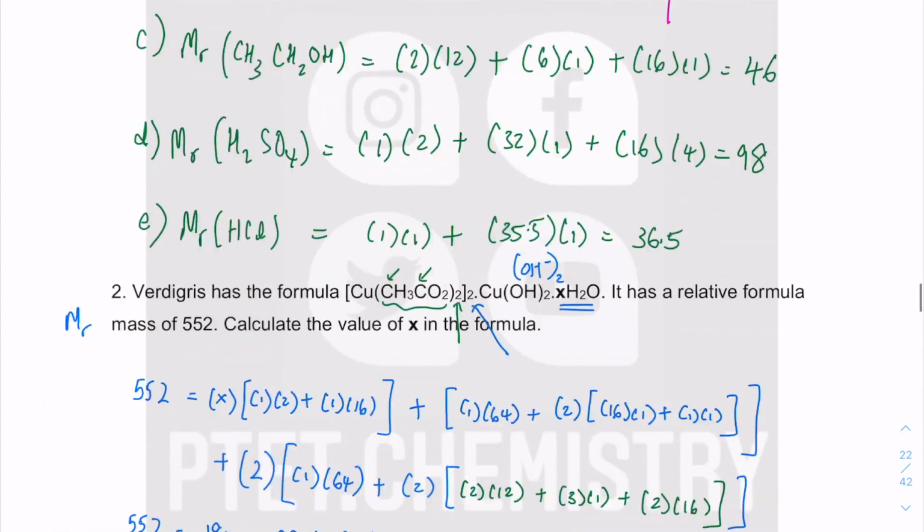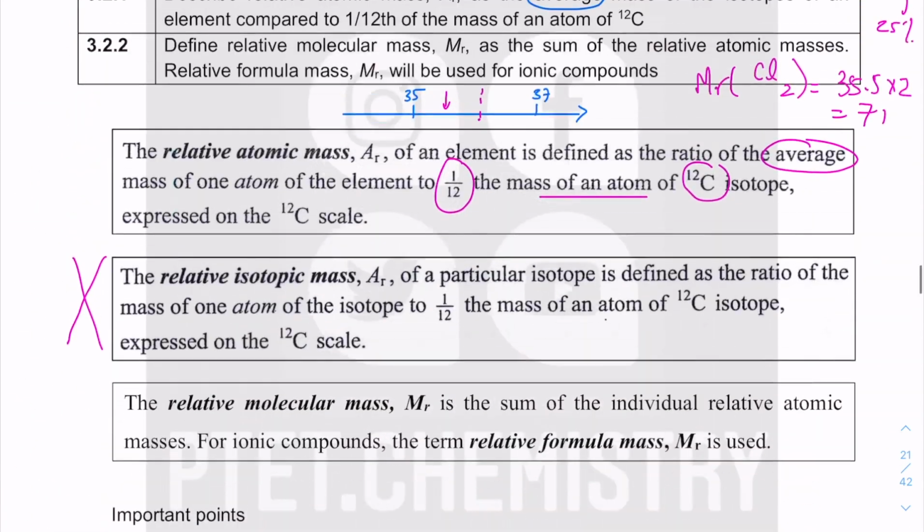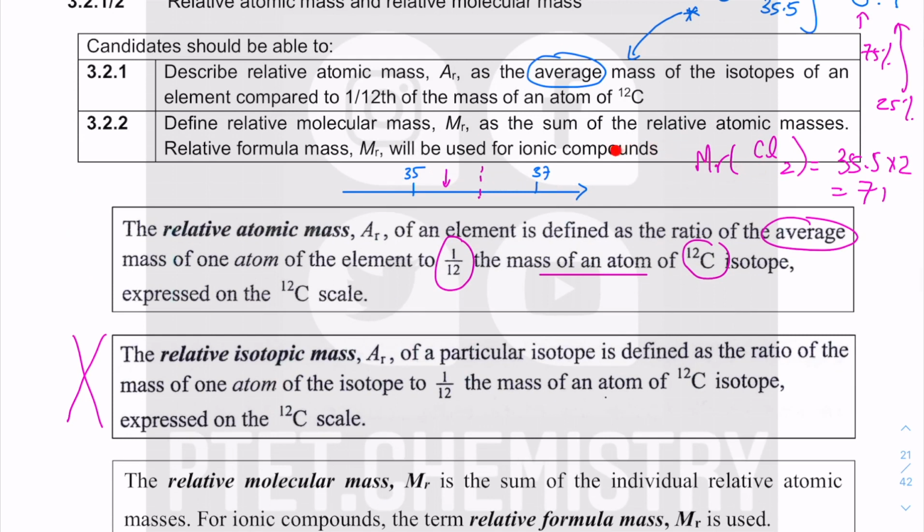MR is relative molecular mass. As we did in the last lecture tutorial, you basically sum up all the relative atomic masses. Don't forget that relative formula mass can also be used to describe ionic compounds, which don't consist of atoms but instead consist of ions. It's just a different name. Both of them are calculated using the exact same method: just sum up how many of the atoms you have, multiplied by the relative atomic mass as given in the periodic table.